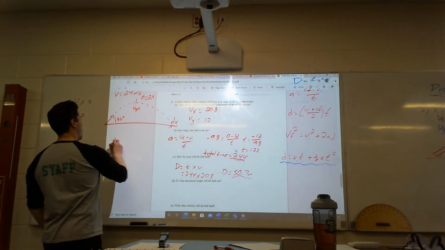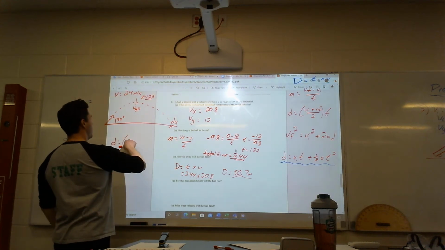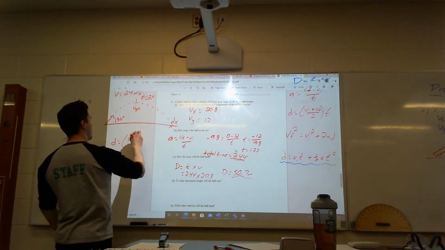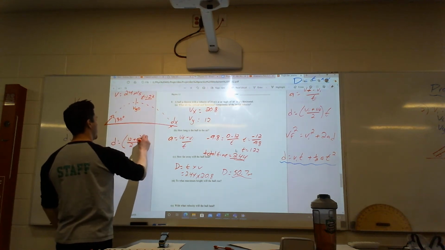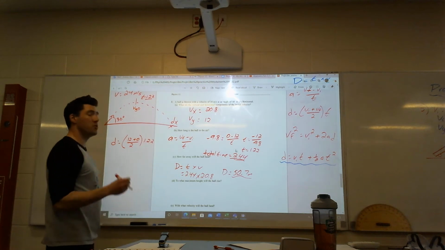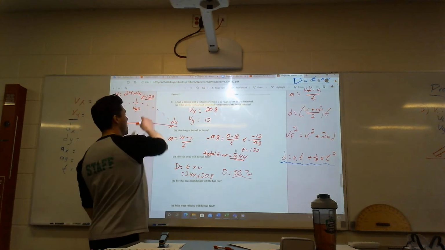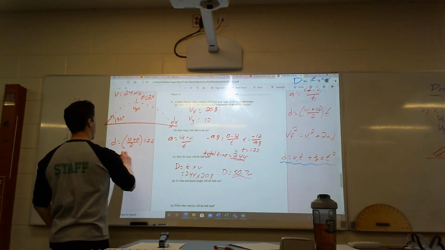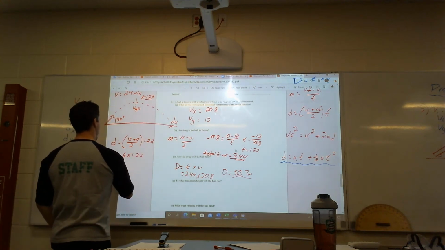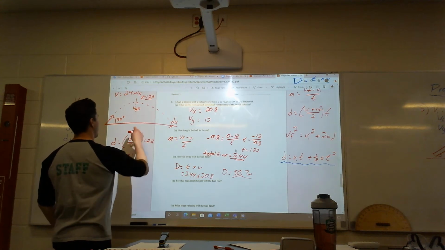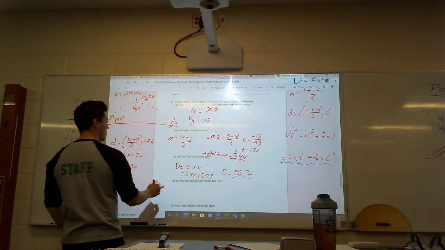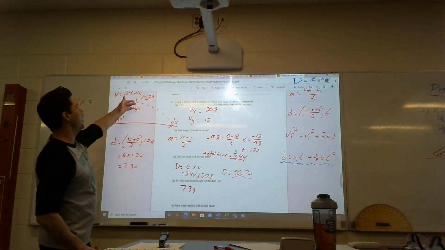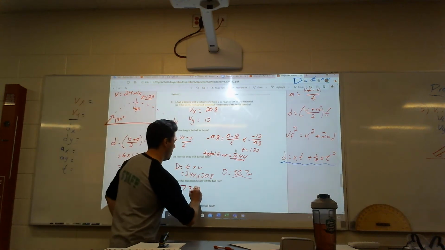So distance in the y direction: my Vi is 12 plus 0 at the top, divided by 2, and I know my time is 1.22. I'm using the time of the max point, because that's what I care about for the max height. So this ends up being 6 times 1.22, which gives me 7.3 meters. So the max height that it got to was 7.33 meters.